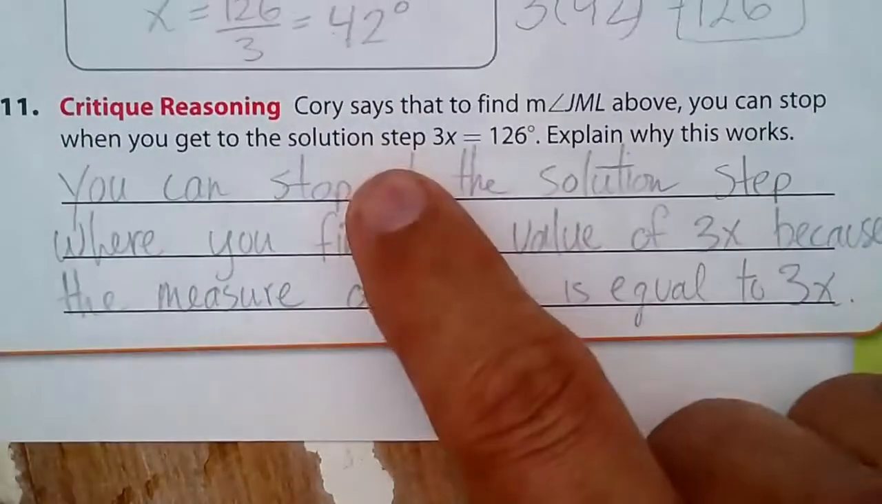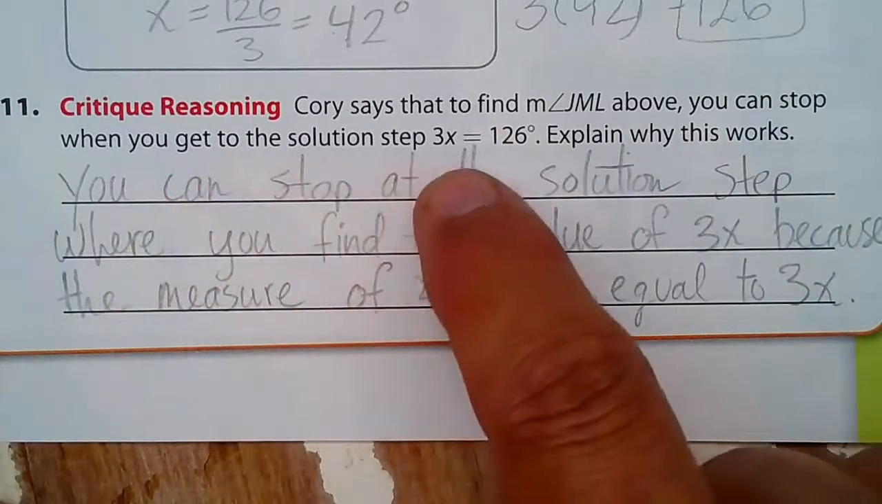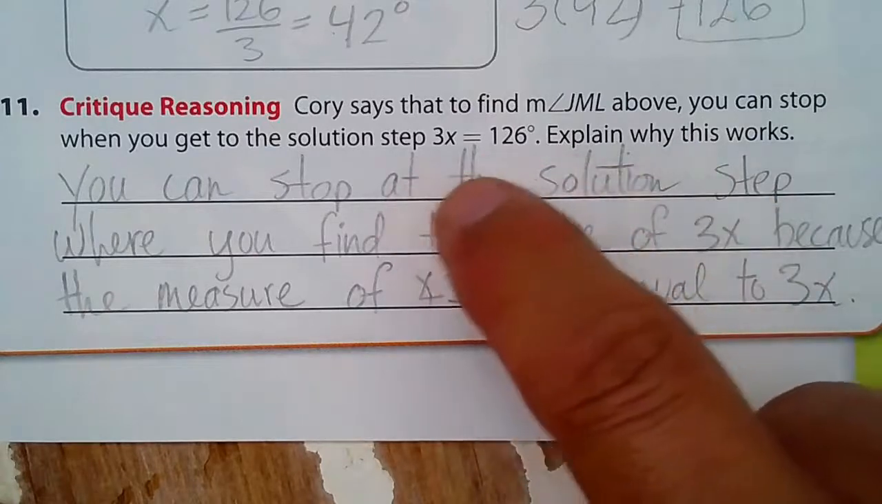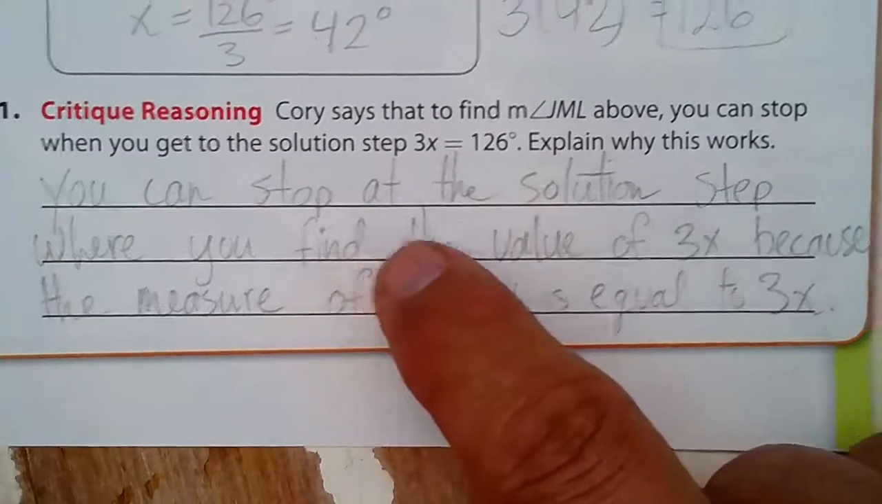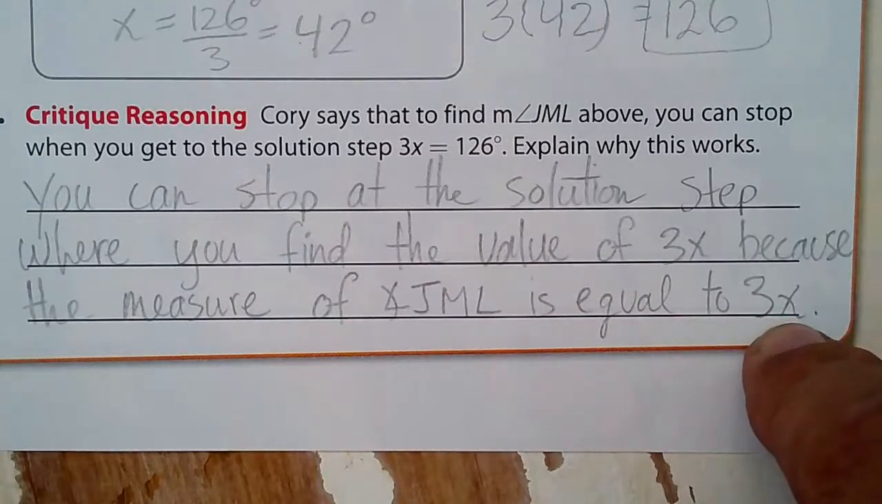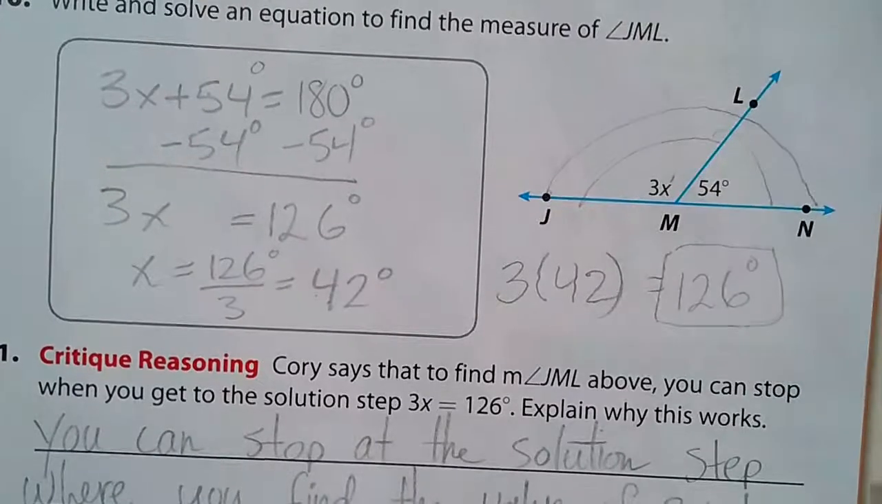Okay, so Corey says that to find the measure of JML above, you can stop when you get to the solution of 3x equals 126. Explain why this works. You can stop at the solution step where you find the value of 3x because the measure of JML is equal to 3x. Yeah, JML is 3x right there. Done deal. All right, I believe that's all you got to know for this. Yep, guided practice up next.